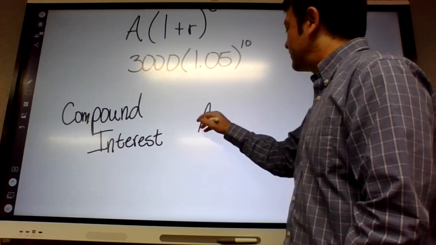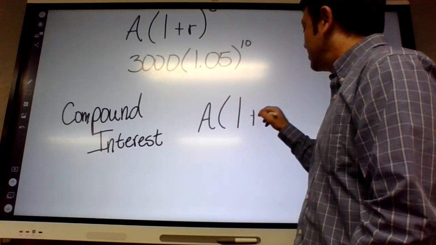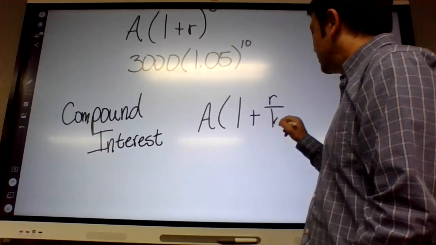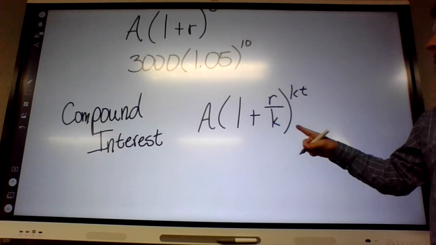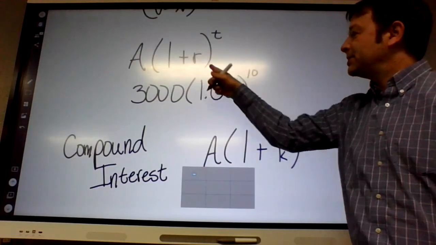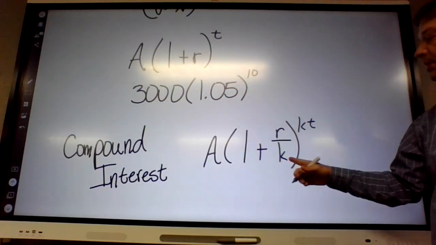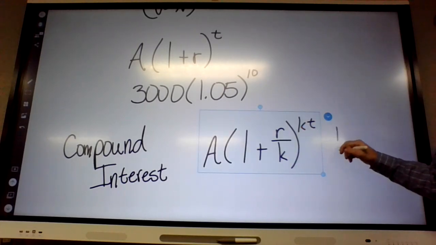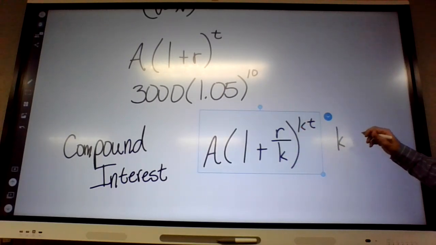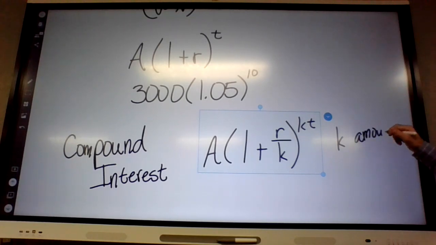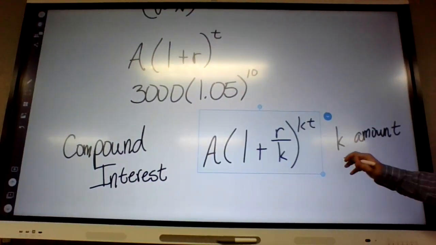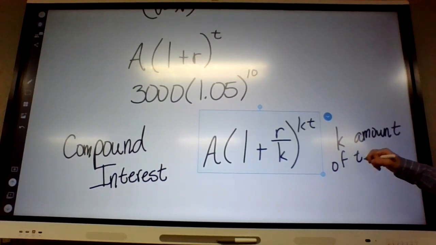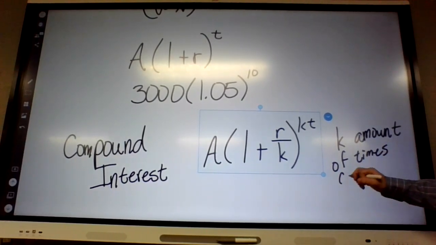So the compound interest formula, you guys tell me if this rings a bell. T. Remember that? Okay, what's the new thing? What's different between this and this? Okay, how many times you're paid? K, right. K is, don't ask me why they usually use a K. This book might use a different letter. No, they use a K. Amount of times compounded yearly.